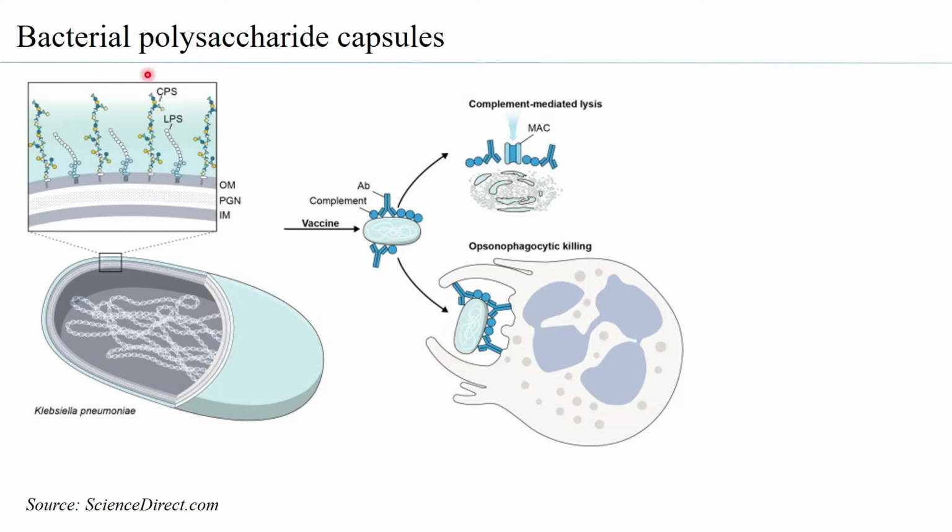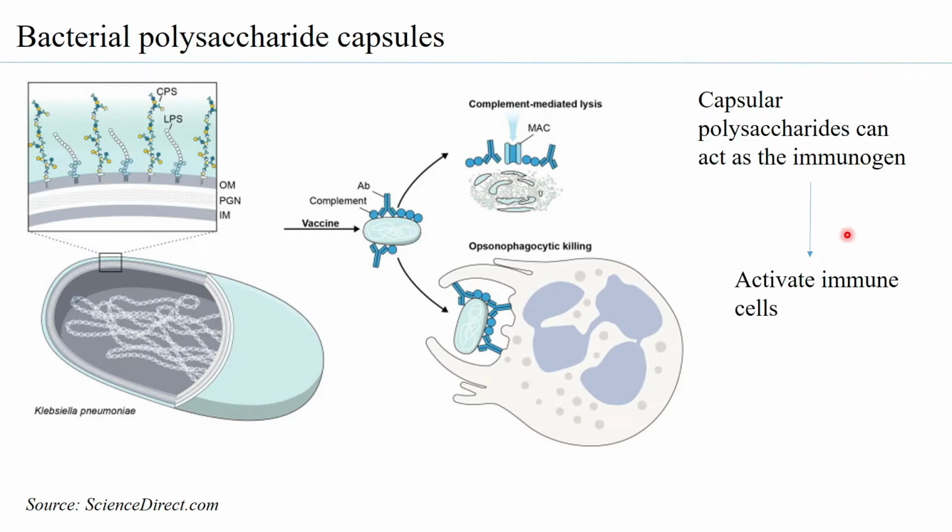If one uses just the capsular polysaccharide, you will again have the antibody CPS complex being formed, or you will have the complement capsular polysaccharide immune complex being formed, and that itself can elicit an immune response. So instead of using the whole organism, one can use just these surface polysaccharides per se. So they act as the immunogens, they activate immune cells, and you have an immune response, which is what is required by a vaccine.